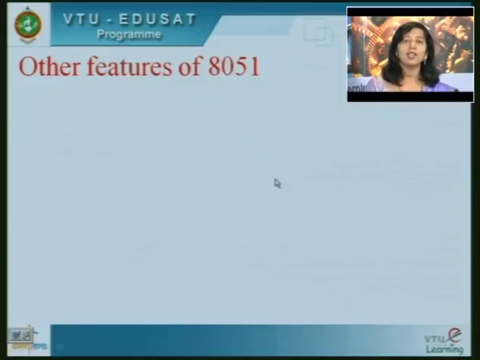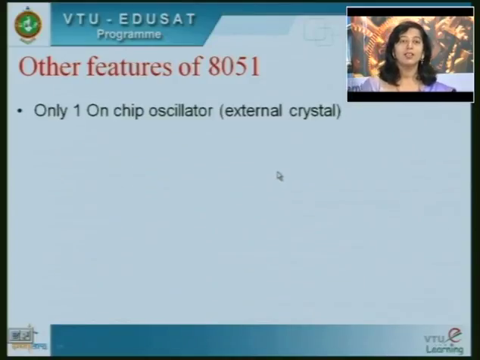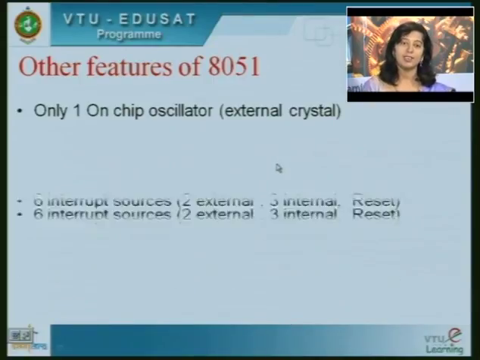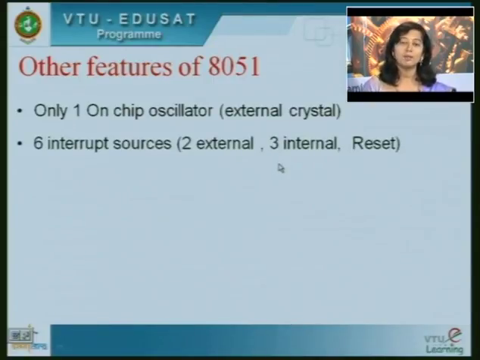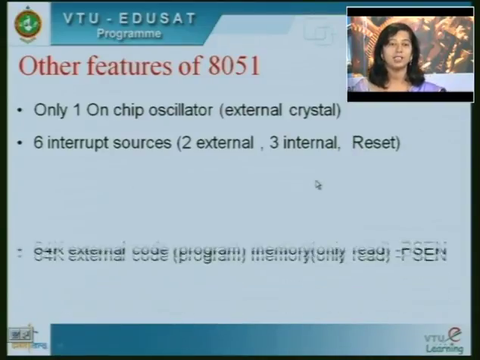Now let's see what are the other features of 8051 which are not implicit in our architecture. It has only one on-chip oscillator or external crystal connected, 6 interrupt sources we say, actually it is 5. To these 5 we are considering the reset signal also as an interrupt signal. So reset, if you give a high on reset, everything will begin starting from 0, or the memory starts from 0.